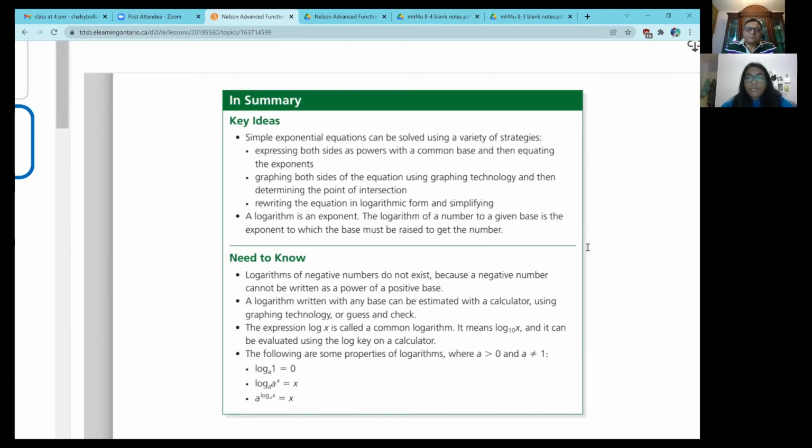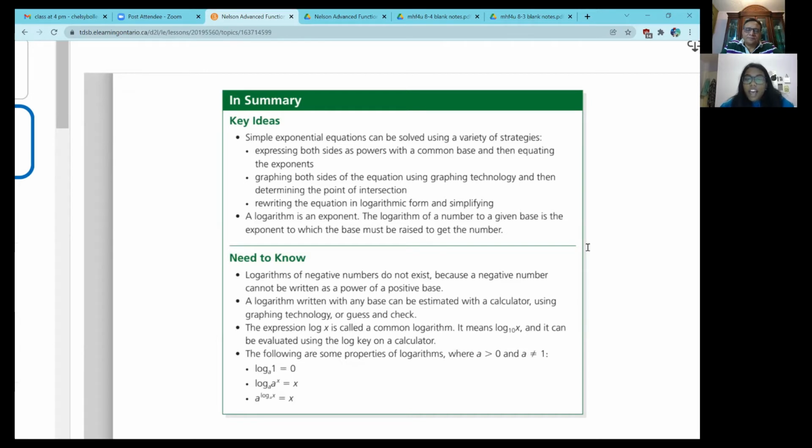A logarithm is an exponent. The logarithm of a number to a given base is the exponent to which the base must be raised to get the number. Right. Need to know. Logarithms of negative numbers do not exist because a negative number cannot be written as a power of a positive base. Correct. A logarithm written with any base can be estimated with a calculator using graphing technology or guess and check.